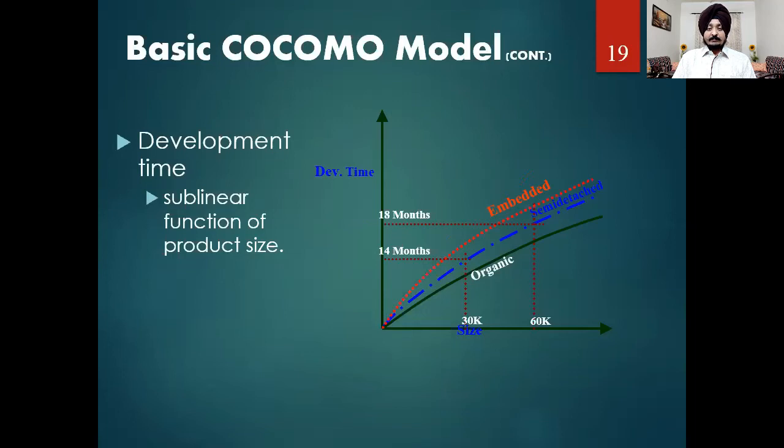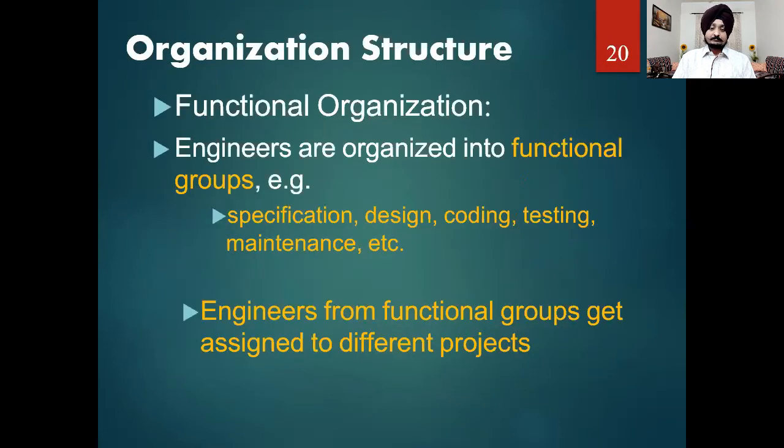Now if we look at the curve of development time, we have development time with respect to size. Then again we have three different curves for embedded, semi-detached, and organic types of approaches, and we can easily find out the development time by comparing the size of the product.